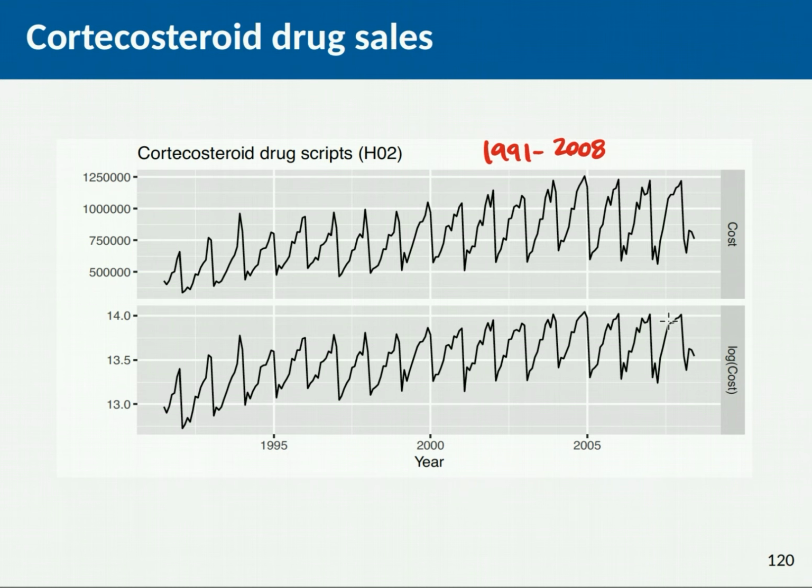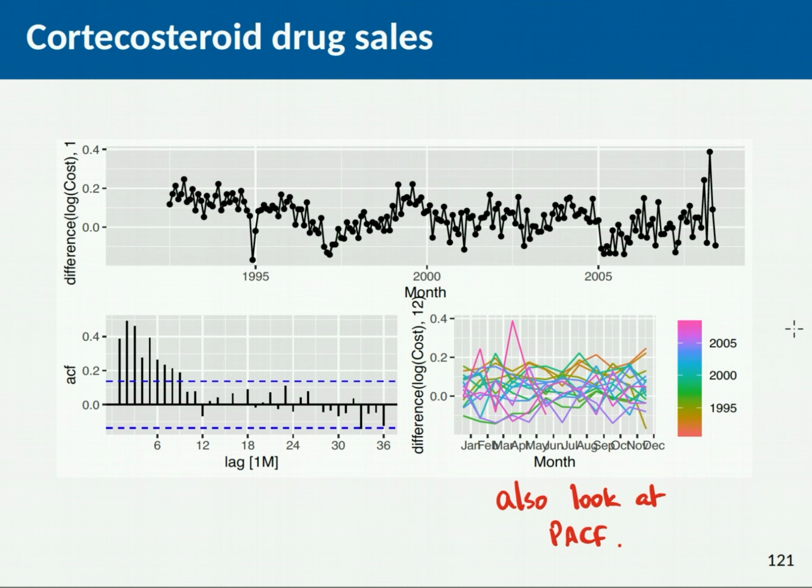This is corticosteroid drug sales in Australia between 1991 and 2008, where we're looking at the cost of these drugs over time. So in the first panel, you have the cost. In the second panel, you're trying to stabilize the variance by taking the log of the cost. Now we take a look at the difference in the log, right?